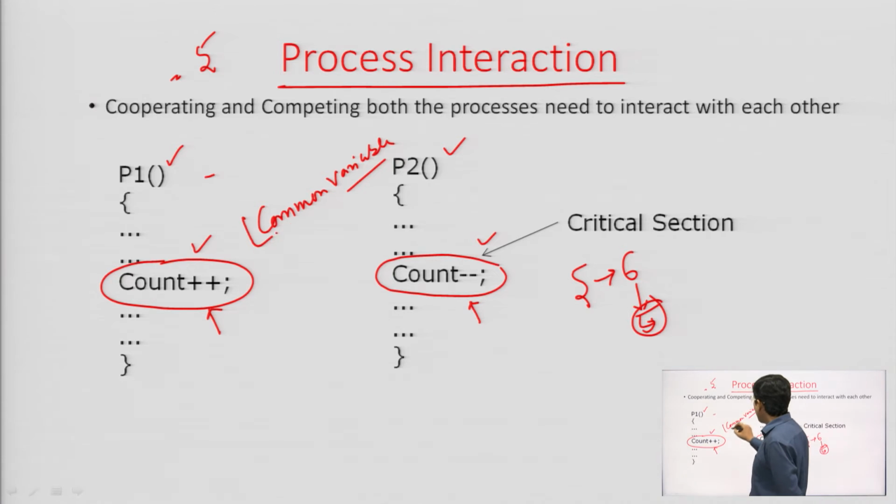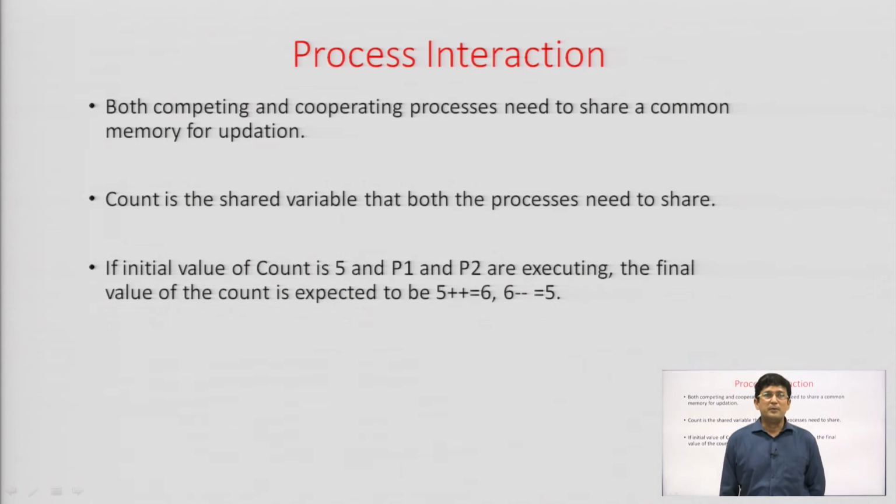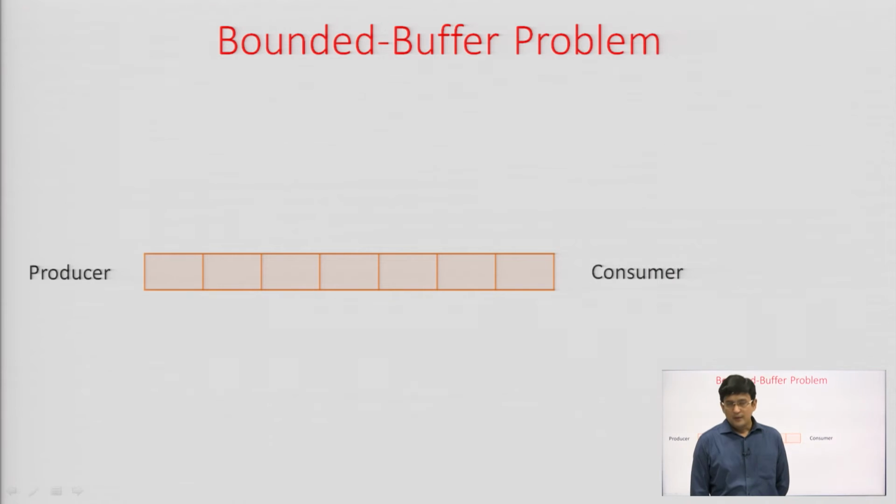So here we are using a common variable, and because of that these two processes are interacting with each other in some way. Now, process interaction: both the competing and cooperating processes need to share a common memory for updation. Count is the shared variable in the last example that both processes need to share, and if the initial value of count is 5, as we already discussed, if the P1 process runs and then the P2 process runs, the final value of the count variable should be 5.